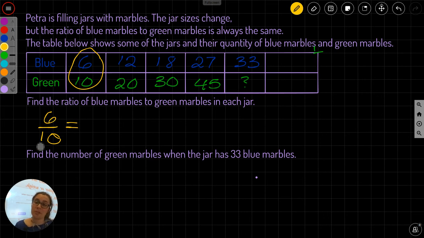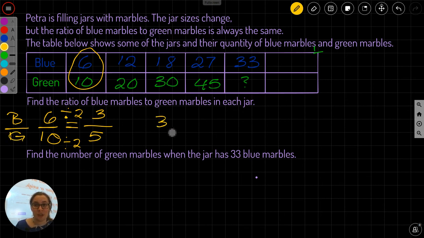What is a common factor of 6 and 10? Well, 2. They're both even, so 2. We'll divide top and bottom by 2. 6 divided by 2 is 3. 10 divided by 2 is 5. So the ratio of blue marbles to green marbles in each jar is 3/5.